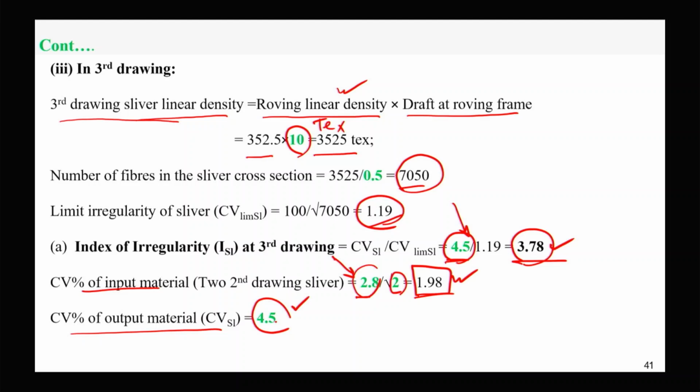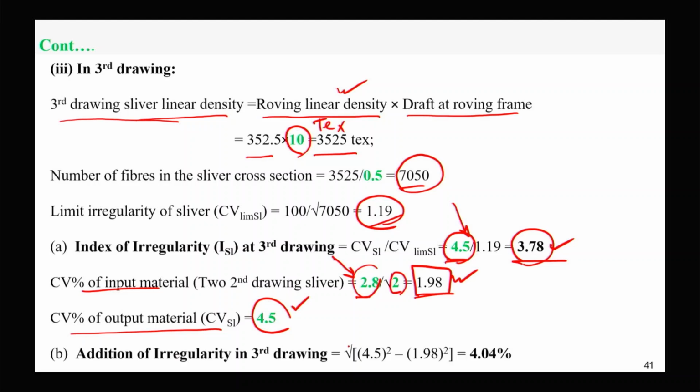So CV added will be the square root of 4.5 squared minus 1.98 squared, which will be 4.04%. So you will see the CV addition here is 4.04%. So in this way we can solve this type of problems where addition or reduction of uniformity are there.